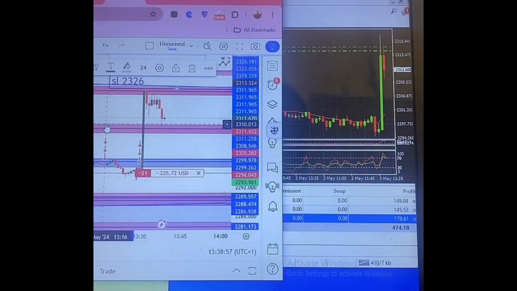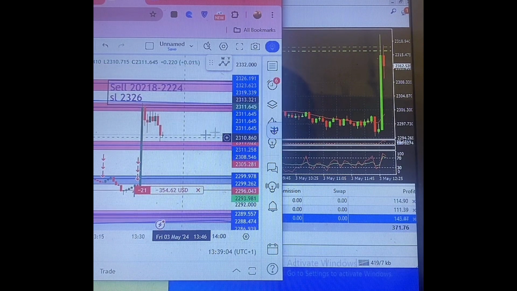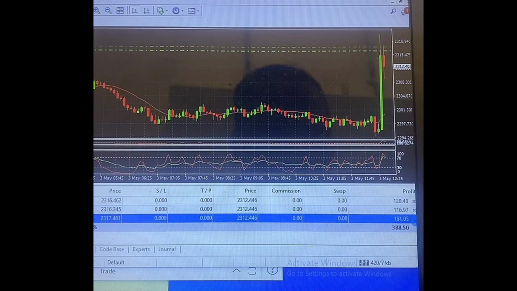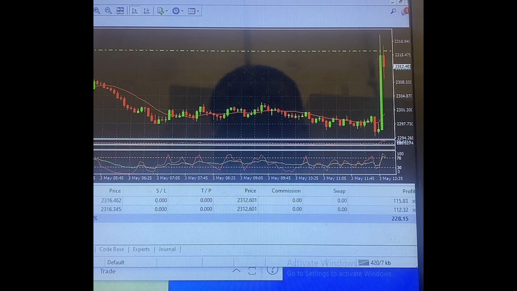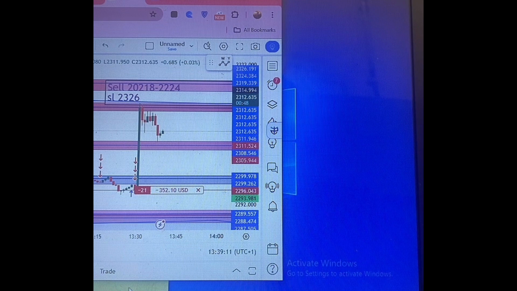Wait for it to retest the zone. It doesn't have to retest the top zone like this one. Wait for it to retest that same zone before you start selling. If it respects the same resistance that was formed, 10 or 20 pips towards that zone, you can start selling.